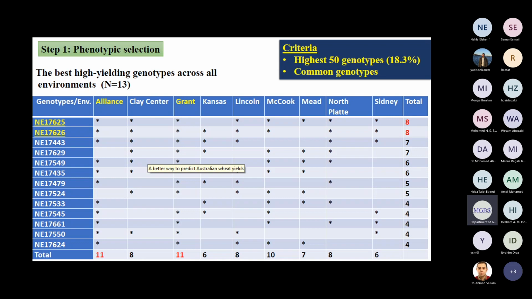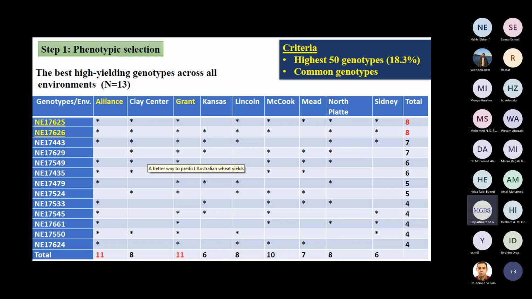So come to our scheme, molecular breeding scheme. We apply the scheme which I described to our study. First, we do phenotypic selection. In each location, we selected the highest 50 genotypes. We sorted all genotypes from highest to lowest, and we selected 50 genotypes. I mean, you can use 20, you can use 30, based on your objectives and based on the number of genotypes that you have.